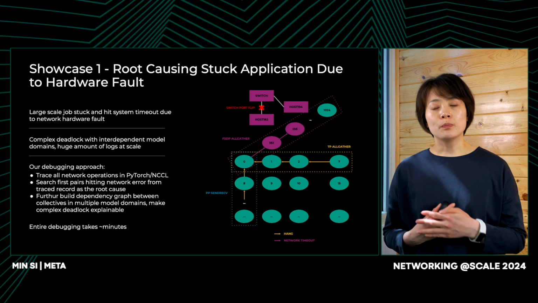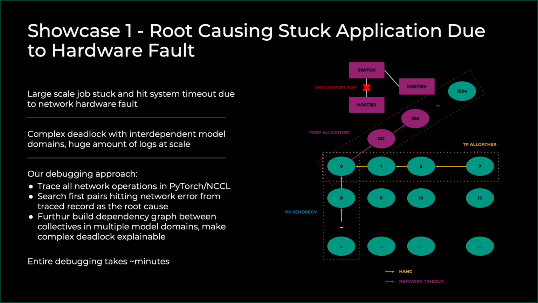Now let's take our approach. We use semi-online failure localization. In real time, we trace the last active network operation of NCCL, and then when this stuckness happens, we run a script to compare the last active network operation time points from all the ranks, and we can search for the first pair that hits a network error. It just takes a few seconds and we can figure out which two ranks are the root cause of the entire system deadlock.